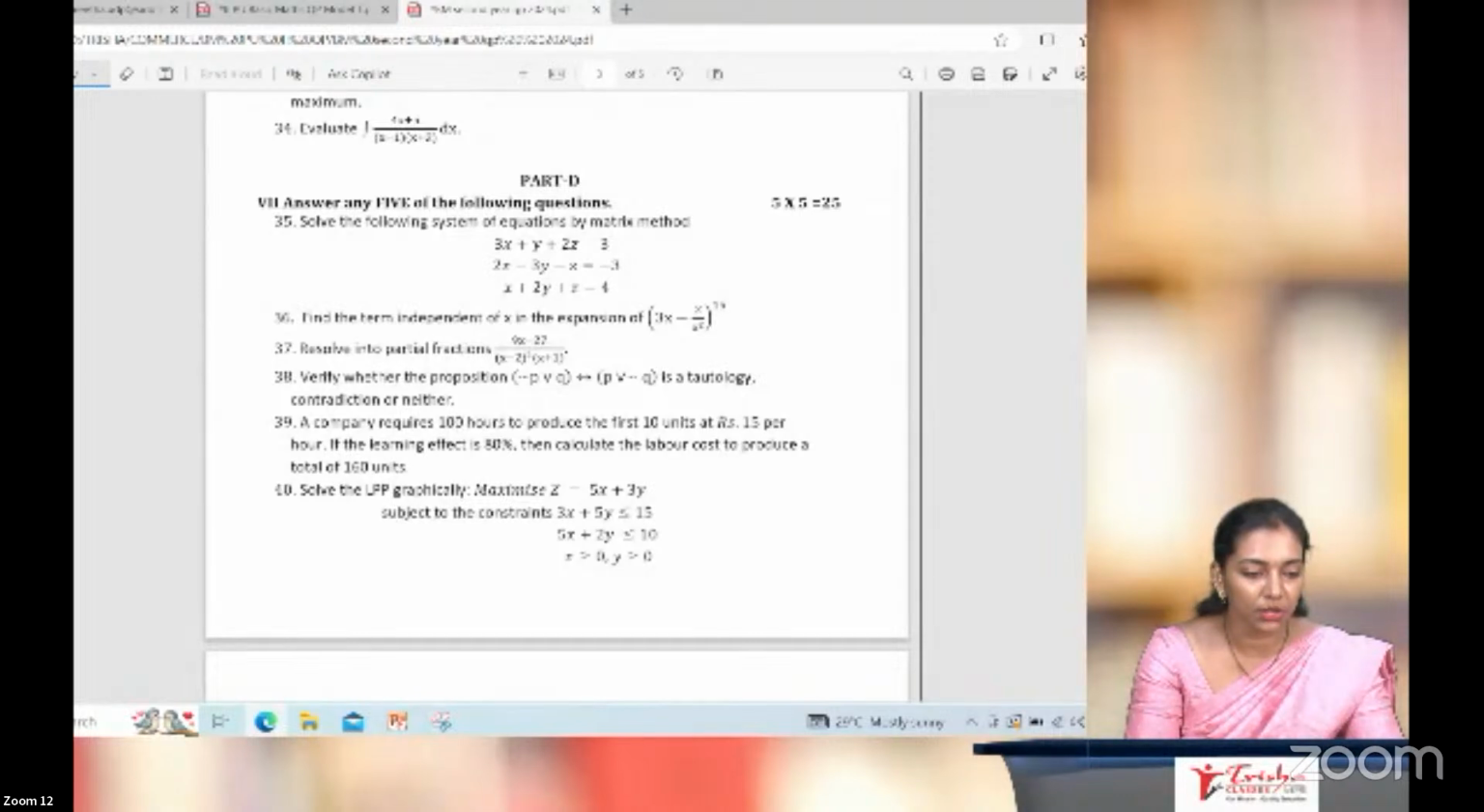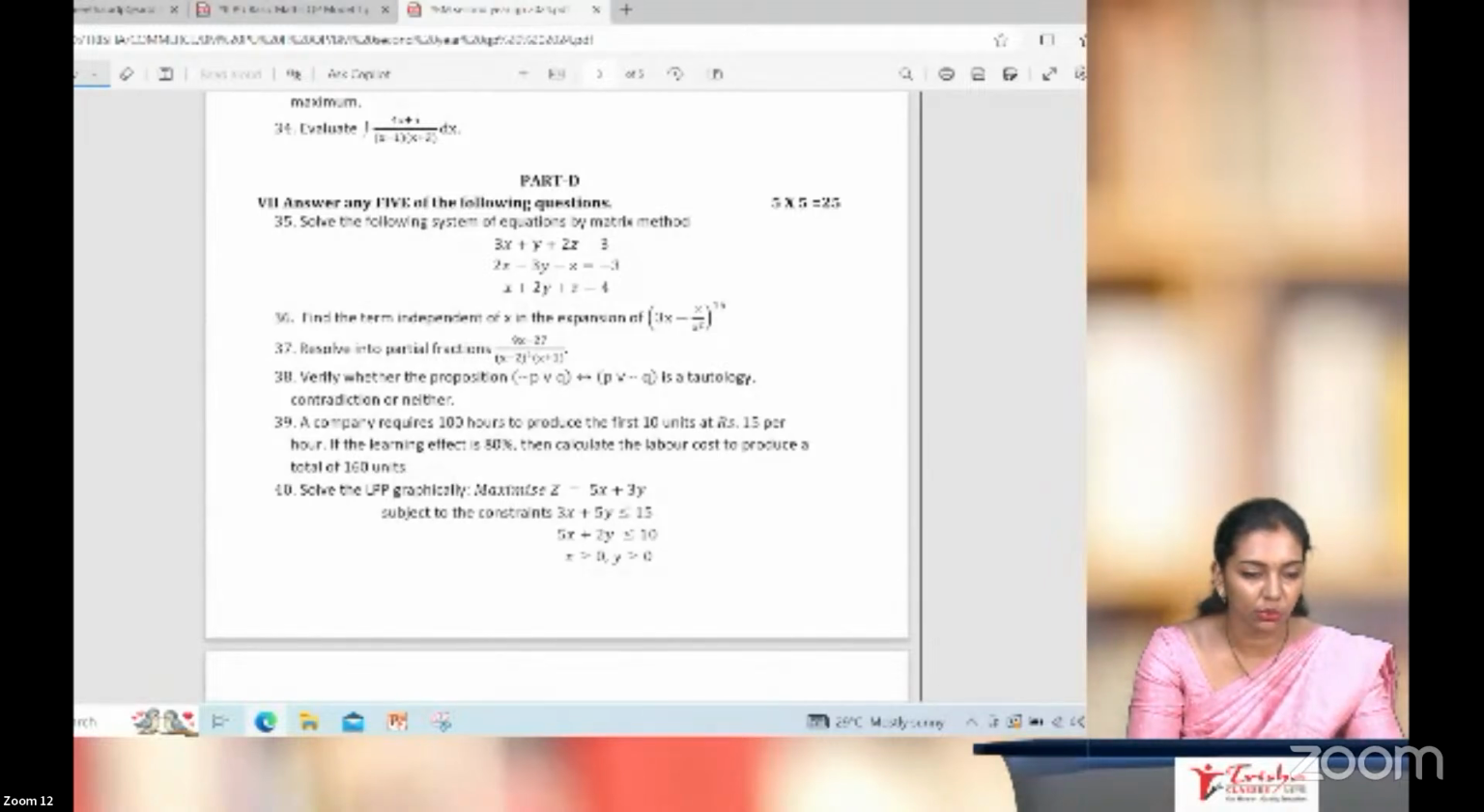And the 36th question will be on the term independent of x, the binomial. So either to find the term independent of x, or find the coefficient of some term, or the middle term. Such questions are going to come. So the 36th question will be from binomial.